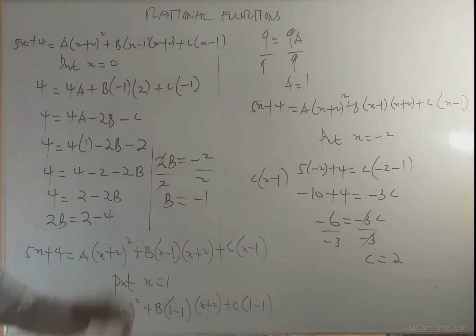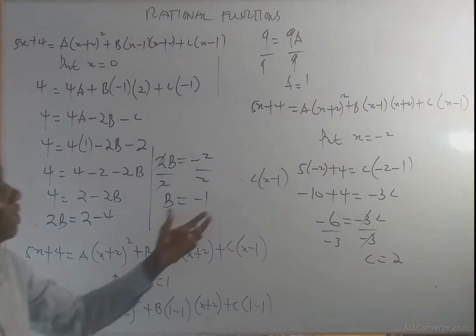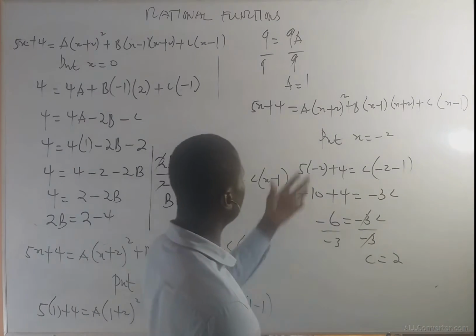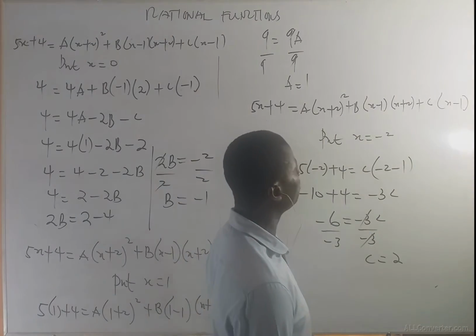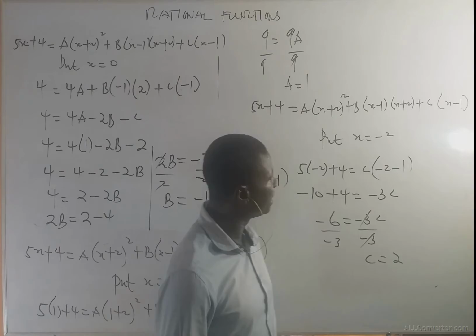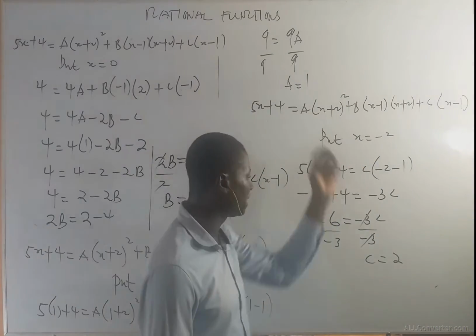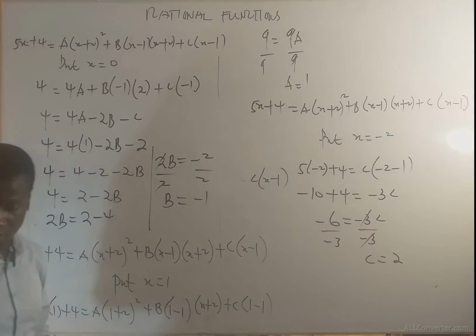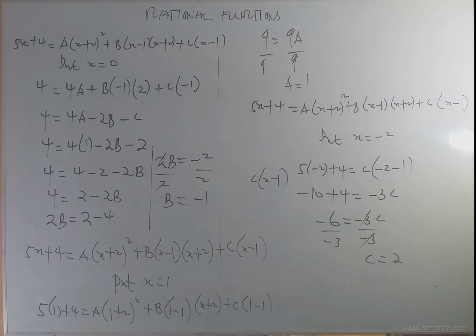So when you are given the identity, when you simplify and you come out with the identity, you now look for values of x that you can put in such a way that some of the variables, or the alphabet, will be eliminated so that you can find the other. And that is how we solve such a problem.